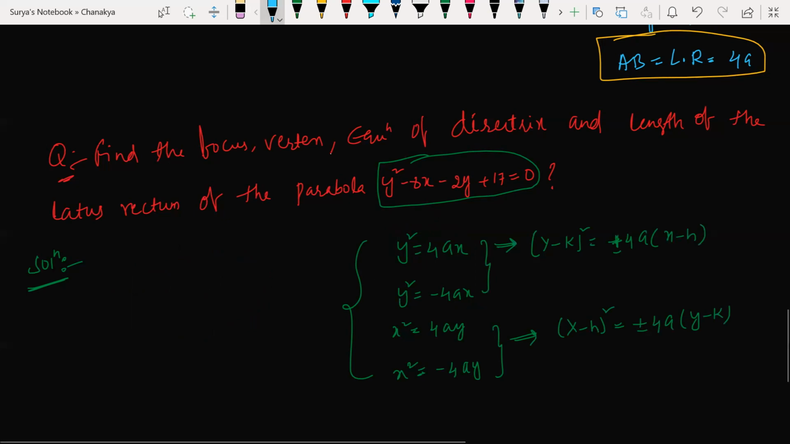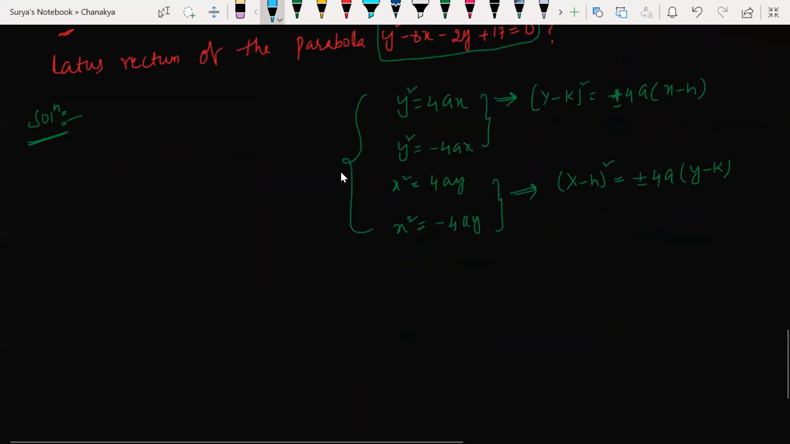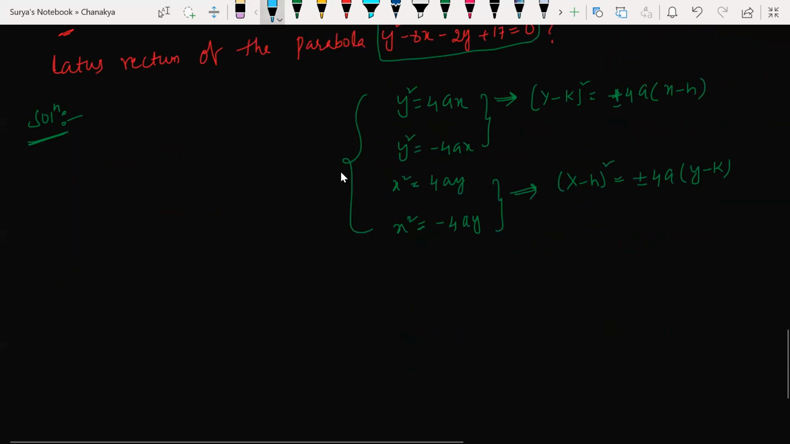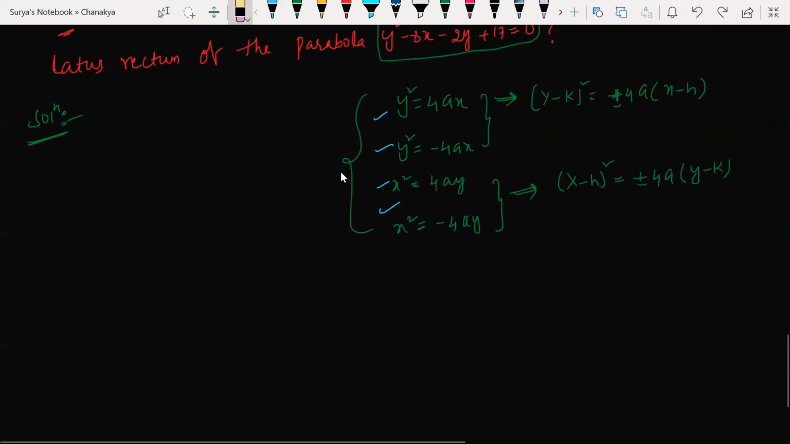Now if I make the given parabola equation into a perfect square form, I would end up getting this type of parabola. Let's see. I just told you these are parabolas which are not in standard form. What are the standard parabolas? These are standard parabolas. But this type of parabola is not in standard form. Okay, people.